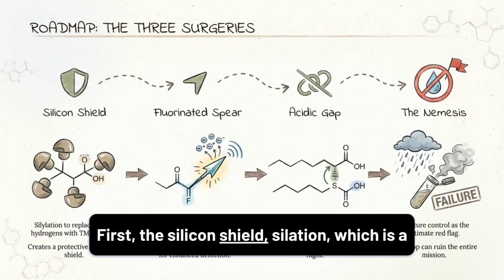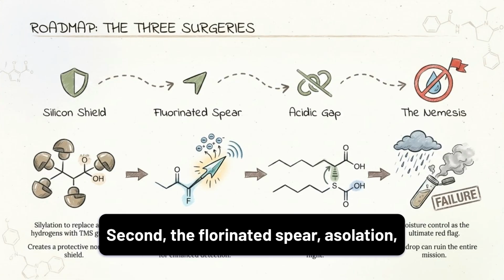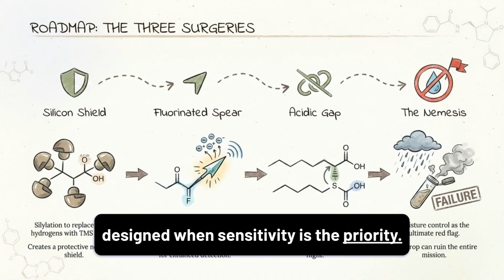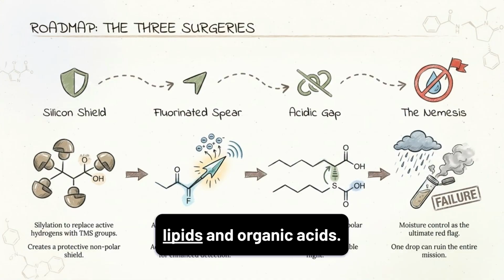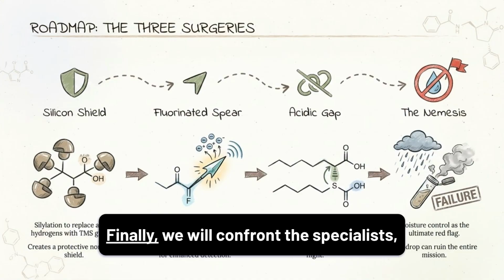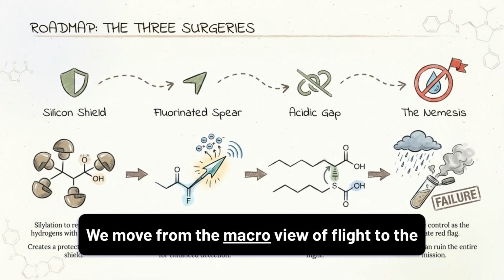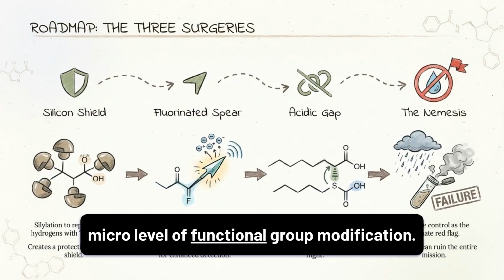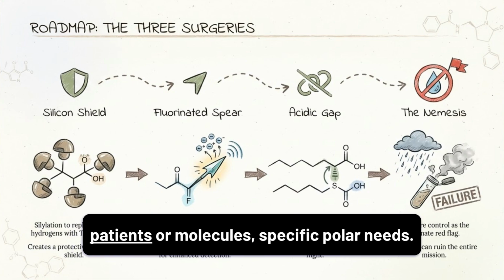First, the silicon shield, silylation, which is your universal toolkit for metabolomics. Second, the fluorinated spear, acylation, designed when sensitivity is the priority. Third, closing the acidic gap, esterification, for lipids and organic acids. Finally, we will confront the specialist's nemesis, moisture. We move from the macro view of flight to the micro level of functional group modification. A specialist chooses the surgery based on the patient's or molecule's specific polar needs.